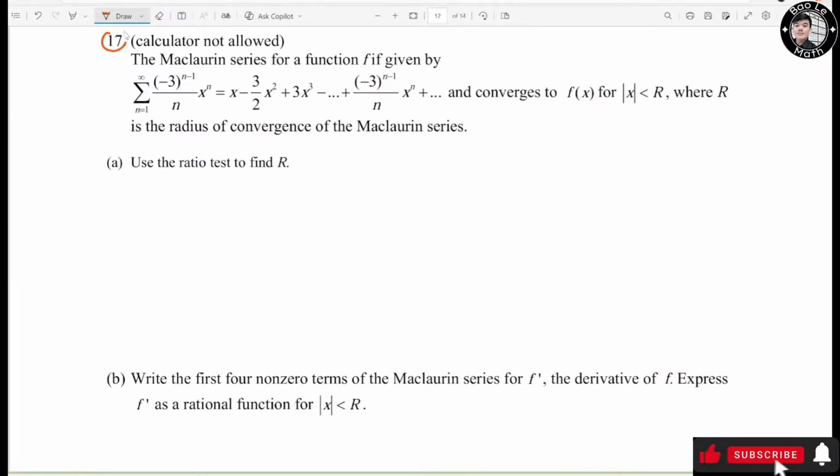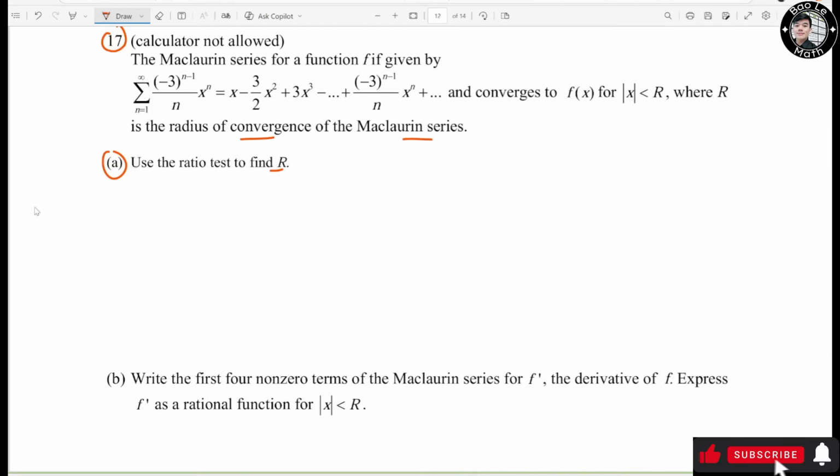Now let's move on to question 17. The Maclaurin series for the function f is given by this guy and converges to f of s for absolute value of s less than r, where r is the radius of convergence of the Maclaurin series. Question A. Use the ratio test to find r.